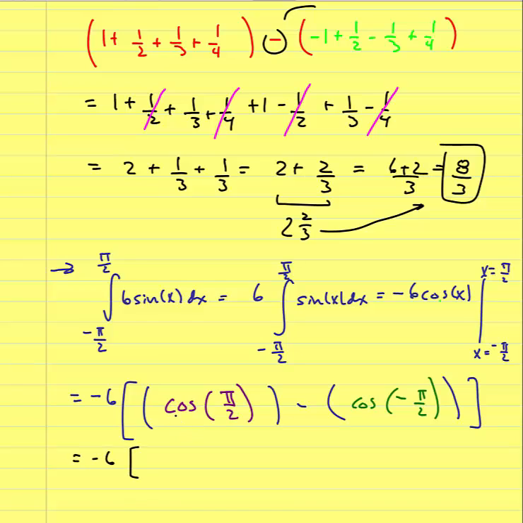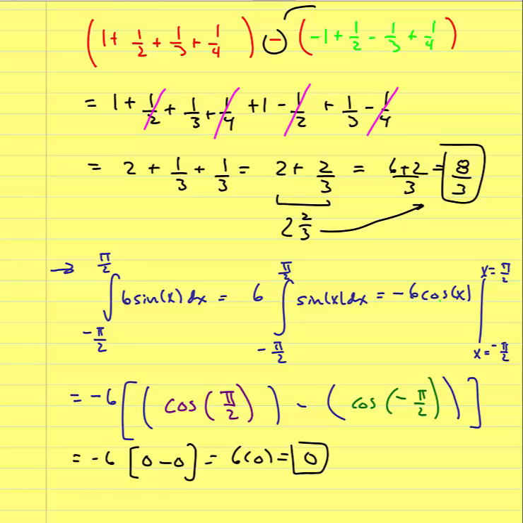The cosine of pi over 2 is 0. And over here, the cosine of negative pi over 2 is also 0. So 6 times 0 is definitely 0. So what that's telling me, it doesn't say that there's no bounded area. What that's telling me is probably the area above and below the x-axis is the same.